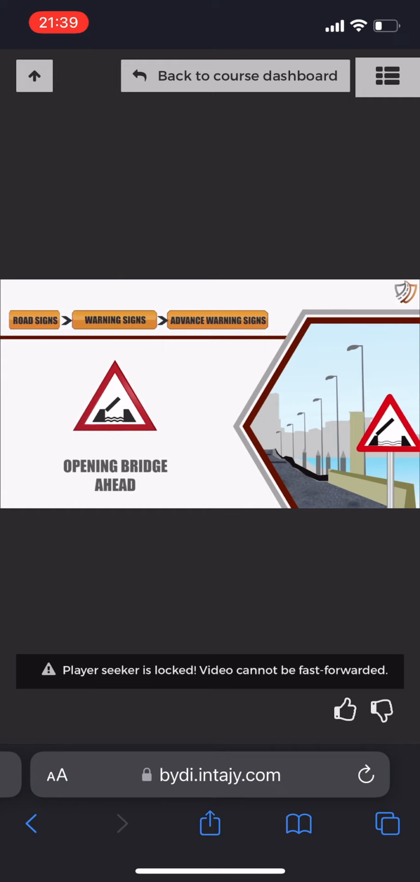Opening bridge ahead. This sign warns of a bridge which opens at intervals. There will be qualification plate attached to it for the timings. It is posted at or before the foot of the bridge. Motorists will be informed in advance through the information sign if that bridge is closed for traffic.